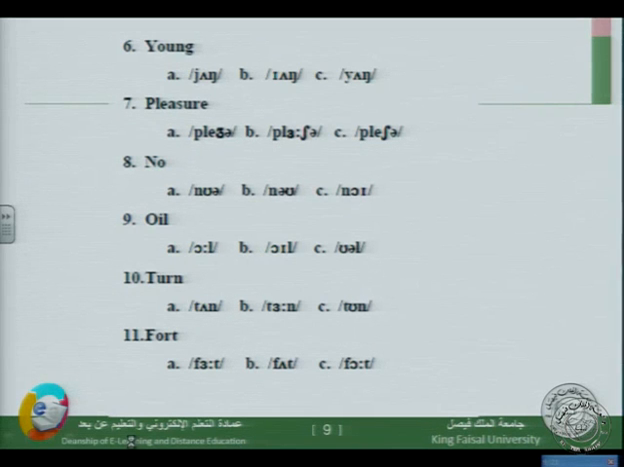Number six, young. In English, by the way, the native speakers don't pronounce the last g. They don't say playing like in Arabic. They say playing, playing. Young. So the g is slightly pronounced. Which one is the right one? Choose it by yourself. Number seven, pleasure.